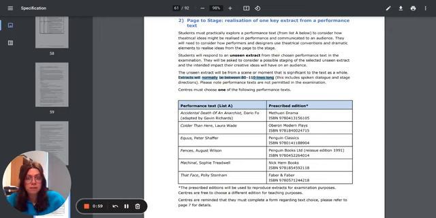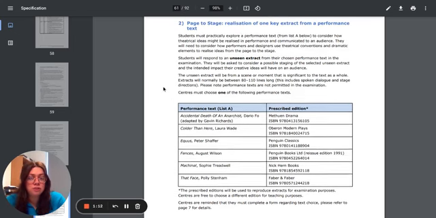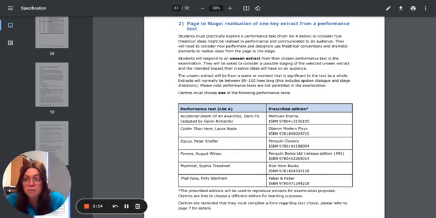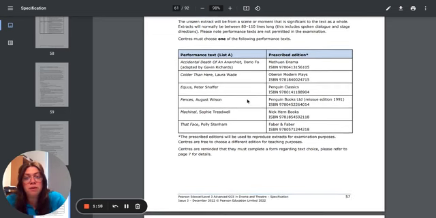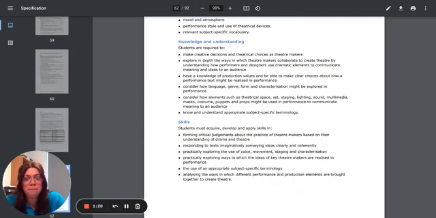In the scripts that you have, there are 2 pages per sheet of A4. So you're looking at between 2 to 3 sides of A4 that you'll be focusing on. The first thing you do in the exam when you get that extract is you identify about 6 or 7 key moments from that extract that you're going to be writing on. So here we have it, Machinal by Sophie Treadwell. That's the play that we're focusing on, and that's the extract that you'll get in your exam.